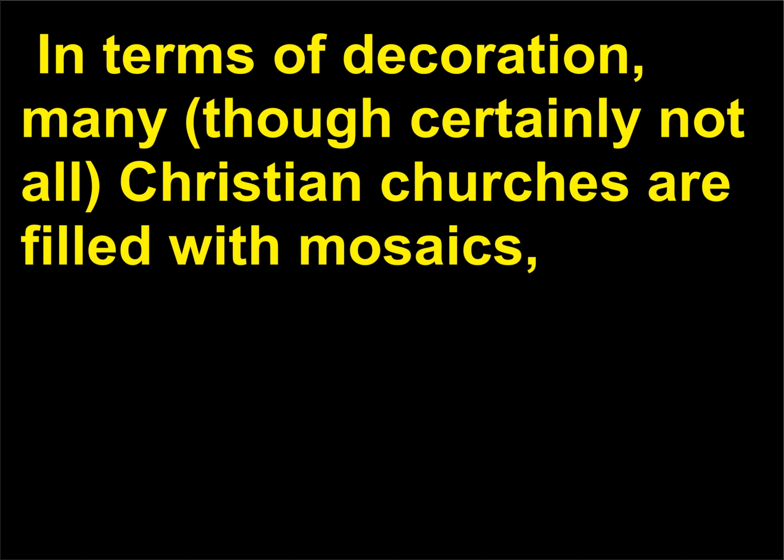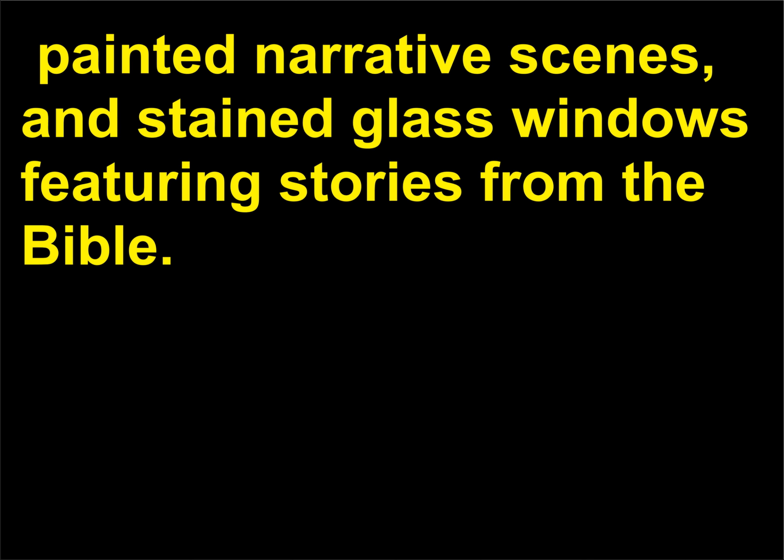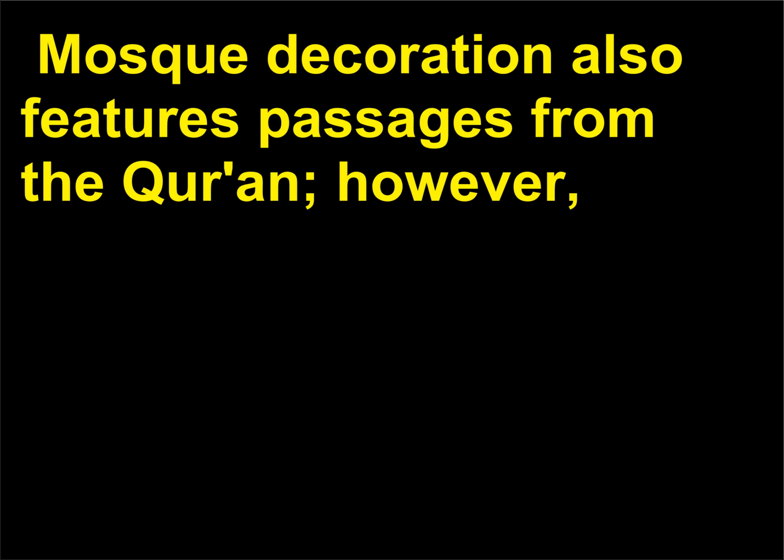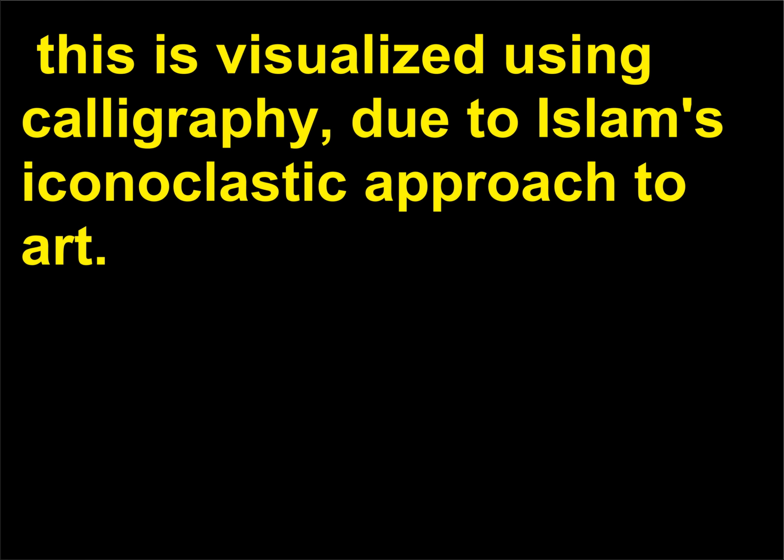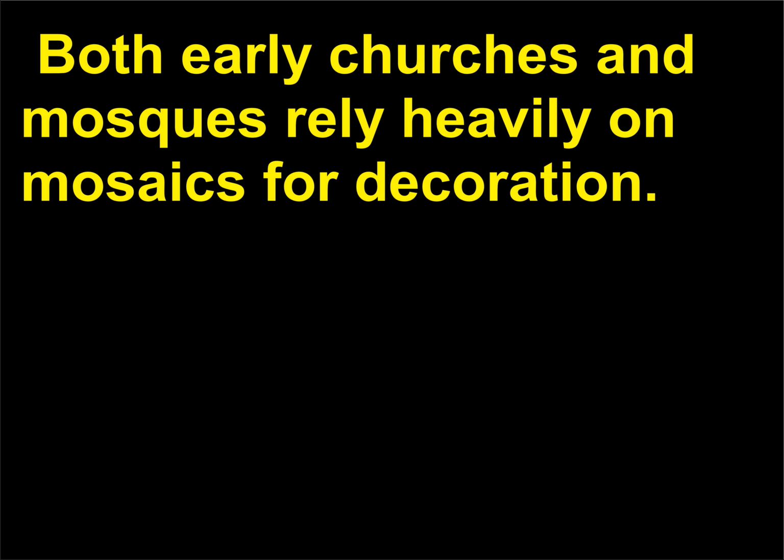In terms of decoration, many, though certainly not all, Christian churches are filled with mosaics, painted narrative scenes, and stained glass windows featuring stories from the Bible. Mosque decoration also features passages from the Quran, however. This is visualized using calligraphy, due to Islam's iconoclastic approach to art. Both early churches and mosques rely heavily on mosaics for decoration.